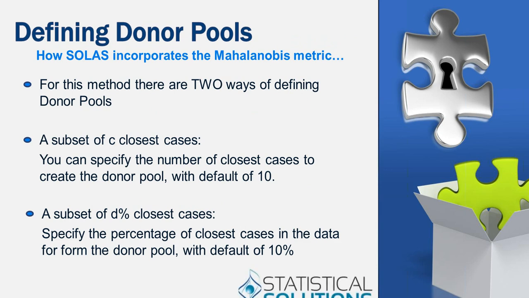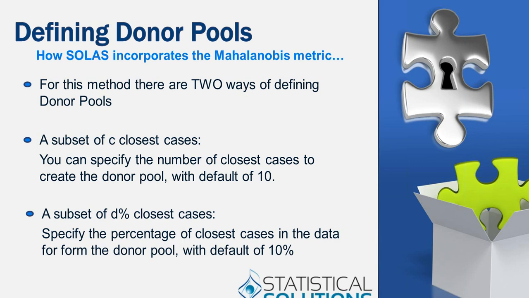Using the Mahalanobis distance method, there are two ways of defining the donor pools, and the donor pools are the important bit, because the donor pools are the pool of values that you randomly select from to create your multiple imputations. So you calculate the Mahalanobis distance from your missing person or case, and you calculate that to every other case in the data set, based on those characteristic variables that you have already defined.